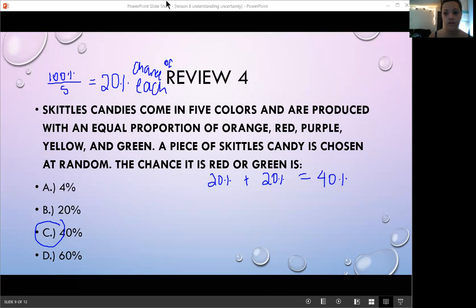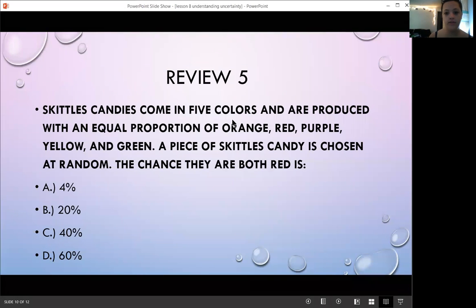Okay. All right, so this next one, same idea, but it's just asking a different question at the end. It's the same prompt, so we're choosing a candy at random, so the chance that they are both red is going to be what? So try this one out.